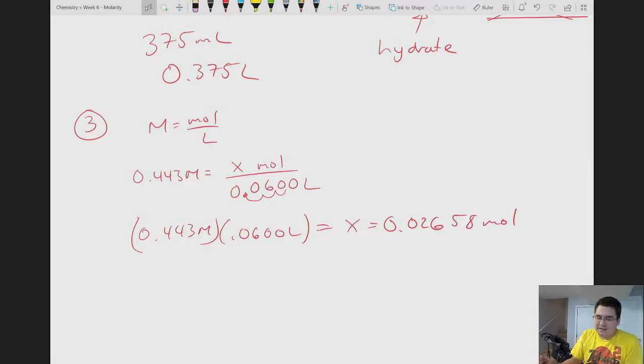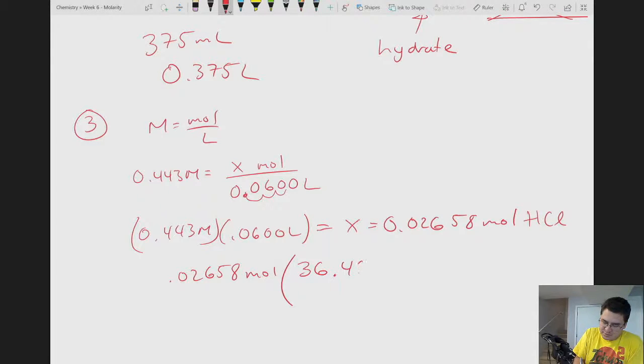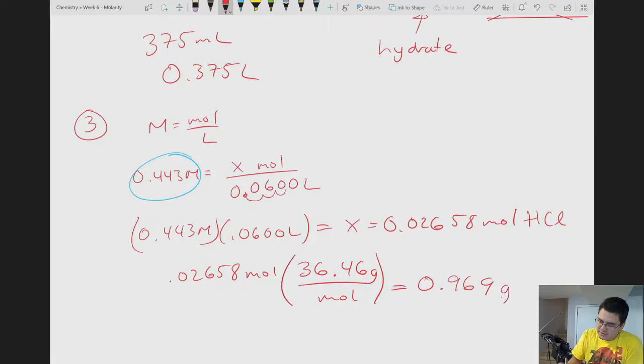And then it doesn't ask for how many moles of HCl. It asks for how many grams. So I need to convert from moles to grams. So 0.02658 moles times the molar mass. Hydrochloric acid weighs 36.46 grams per mole. So I'm just multiplying that by 36.46. I'm going to round to 3 sig figs because the starting numbers gave me only 3 sig figs. So this one comes out to 969 grams HCl.